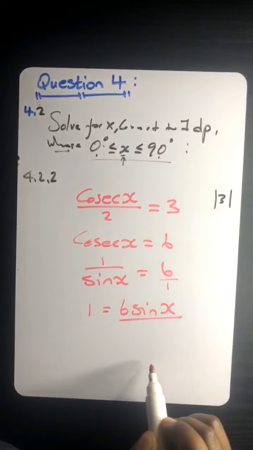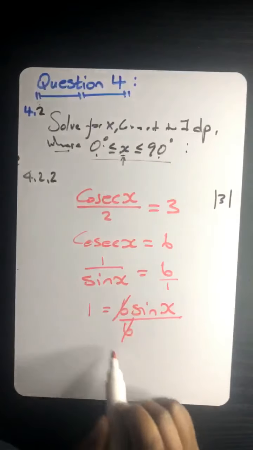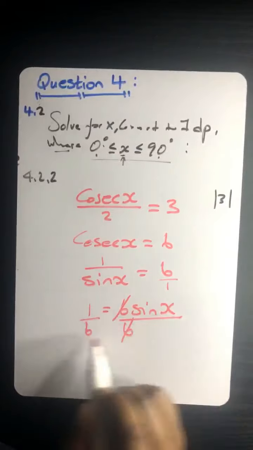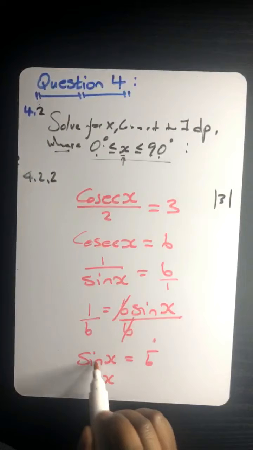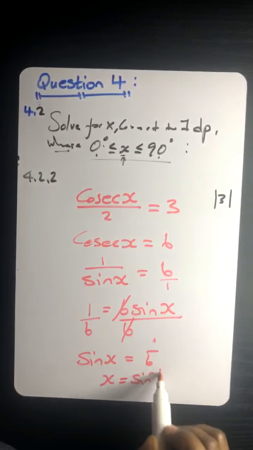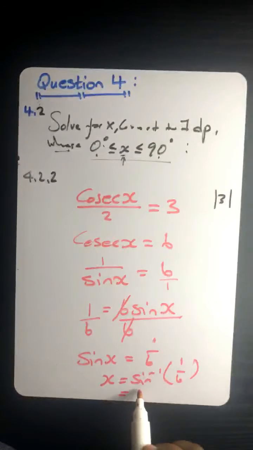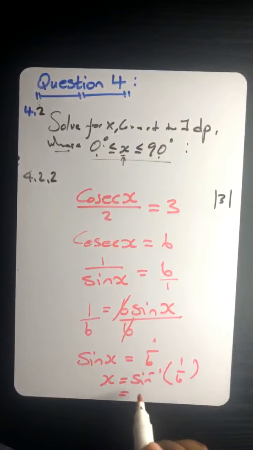Tabiso, can you see? We divide by 6. Why by 6? Because we want it to cancel, then whatever you do on the left, you do on the right. So you have sine x being equal to 1 over 6. What did you say, Lerato? What's that answer again? 9.6 degrees.